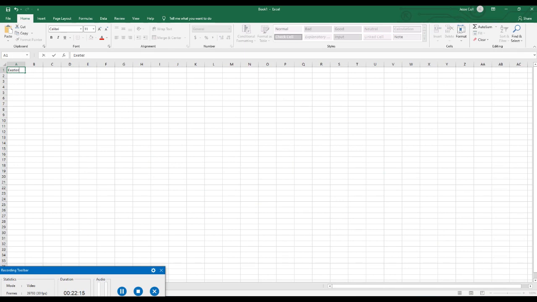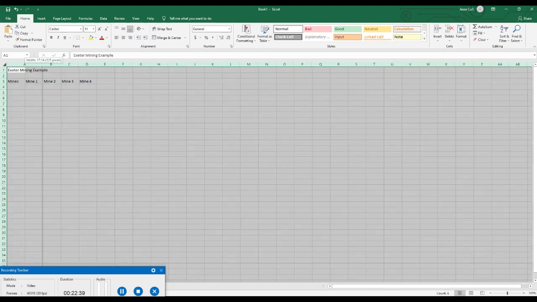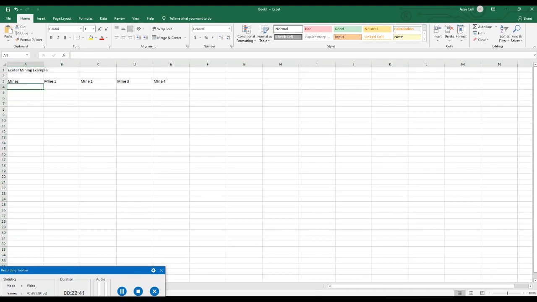Exeter mining example. And again, we will label this time because of simplicity. Products, we'll call it mines in this situation. Mine 1, mine 2, mine 3, mine 4, and our costs, 37, 46, 50, 42.